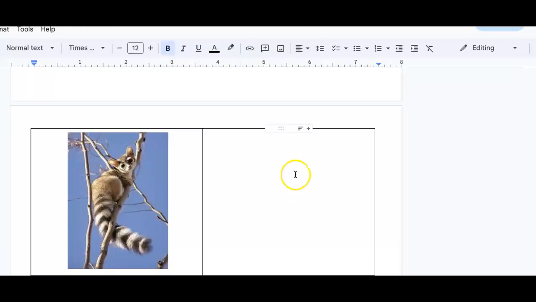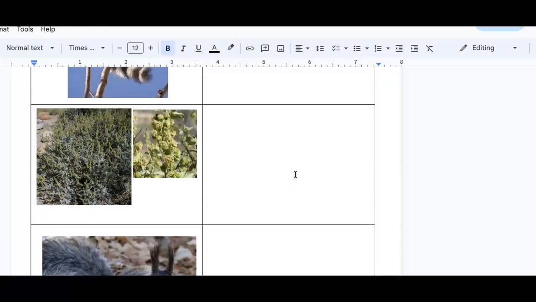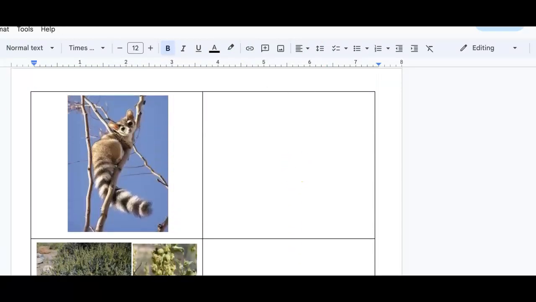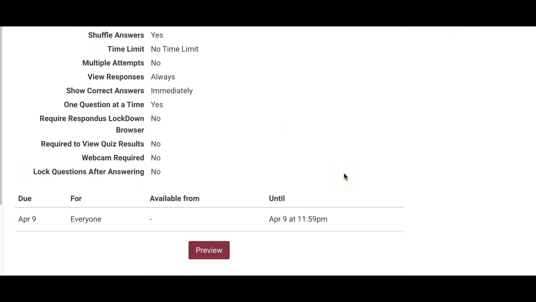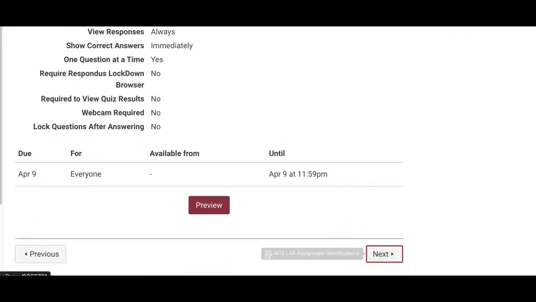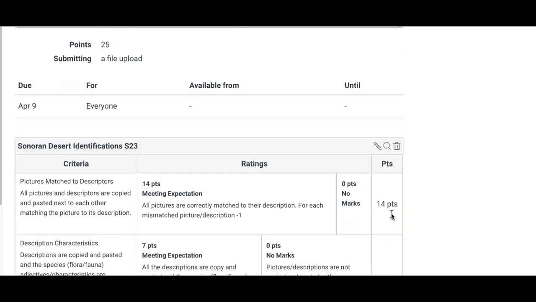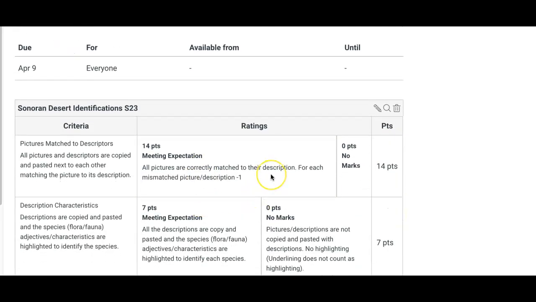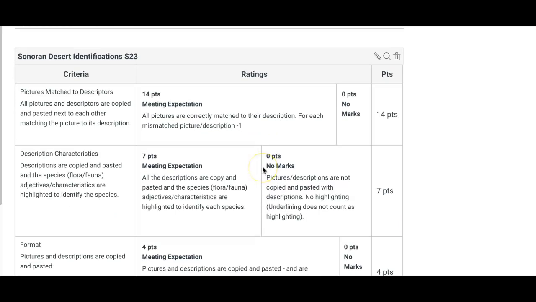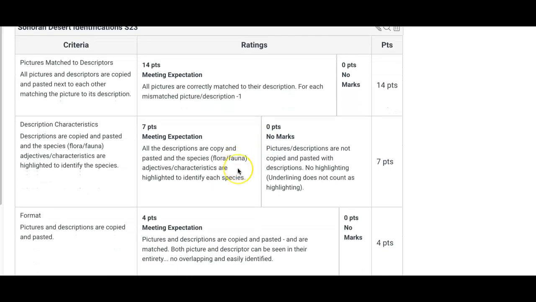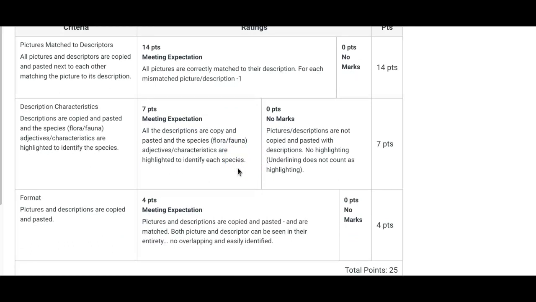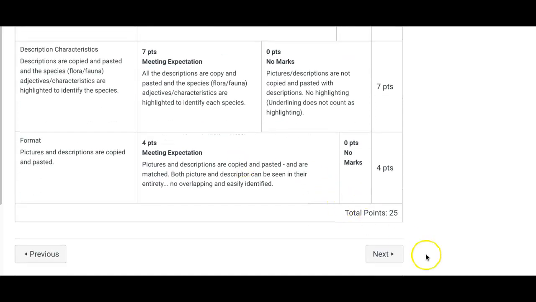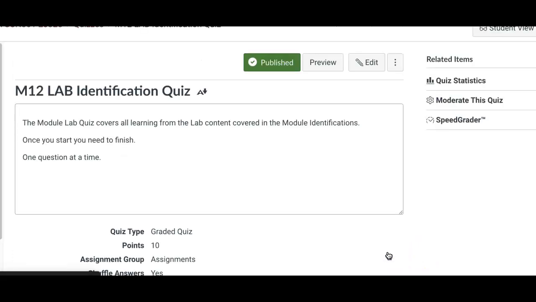In addition, you're going to have to do your identifications for the uplands, and you have that here. Don't forget to follow the rubric carefully so that you can earn full points. And that means to be sure to correctly match the pictures with the descriptors. Remember to copy and paste them correctly, and then you want to highlight the adjectives and the characteristics. Remember to be judicious with your highlighting, and then make sure there's no overlapping, everything's clearly identified, and you can earn those full 25 points.